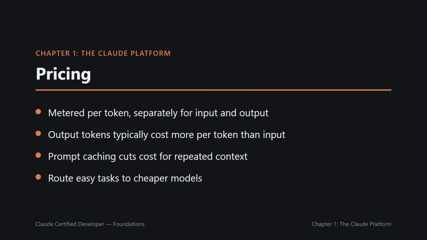Claude API pricing is metered per token, separately for input and output, and varies by model tier. Larger, more capable models cost more per token than smaller ones. Output tokens are typically priced higher than input tokens for a given model, so verbose responses cost more, proportionally, than verbose prompts. Prompt caching can substantially cut costs for repeated context, like a long system prompt or a knowledge base, by charging a reduced rate for cache hits. And cost-conscious architectures route easy tasks to cheaper models, reserving expensive tiers for the requests that actually need them.